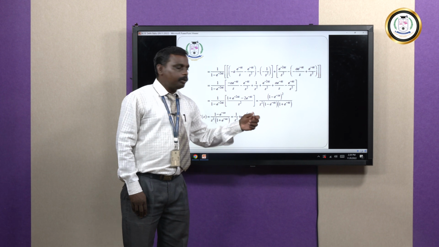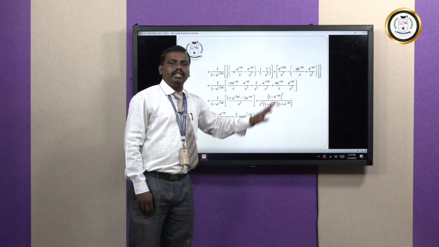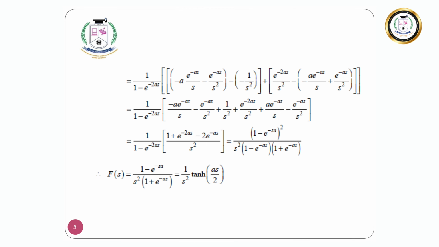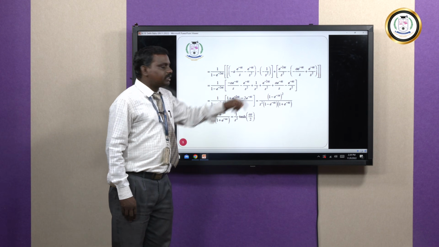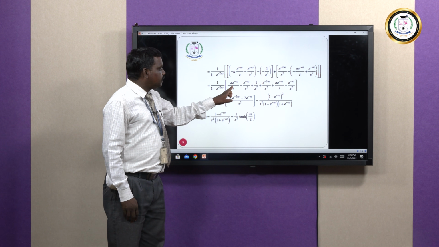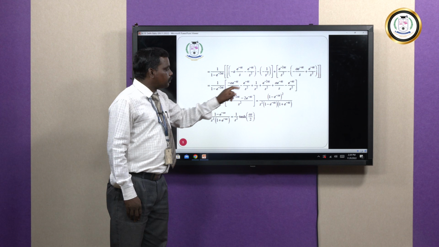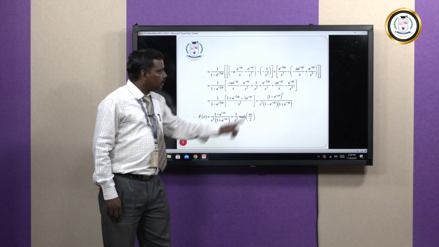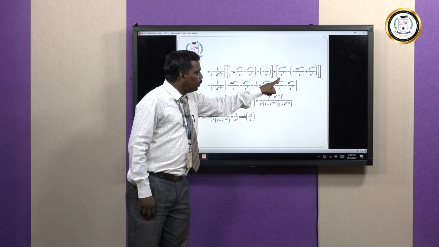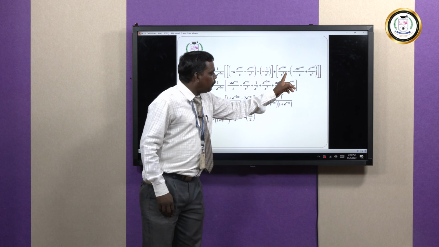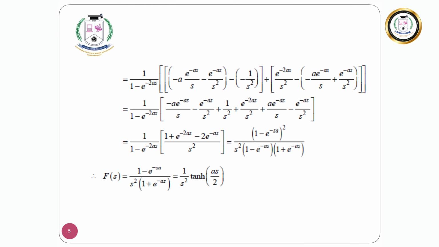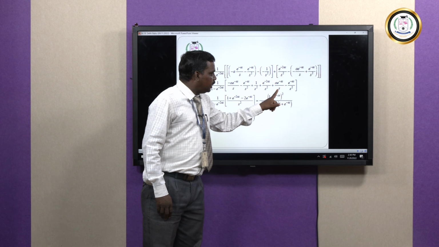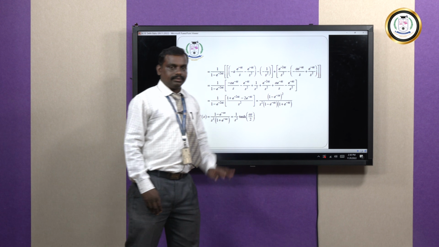Before going to lower limit, put minus sign. Substitute t equal to a, we will get minus a e power minus as by s plus e power minus as by s square. Now multiply this minus sign with bracket terms, minus a e power minus as by s minus e power minus as by s square, minus into minus becomes plus 1 by s square plus e power minus 2as by s square. Now apply this minus sign with bracket term, minus into minus becomes plus a e power minus as by s, minus into plus minus e power minus as by s square.